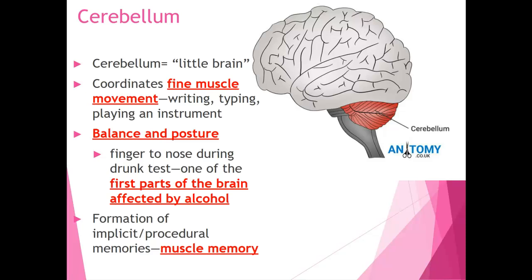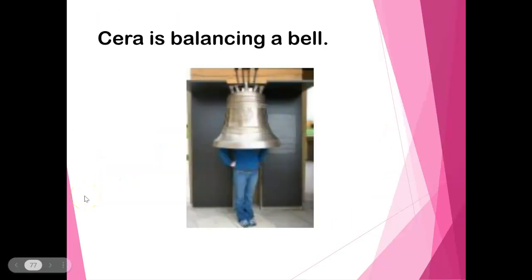Cerebellum is for balance. That's also there at the bottom. We know that it's balance and posture, but also muscle memory. And it's one of the first parts of the brain affected by alcohol. Sarah is balancing a bell.